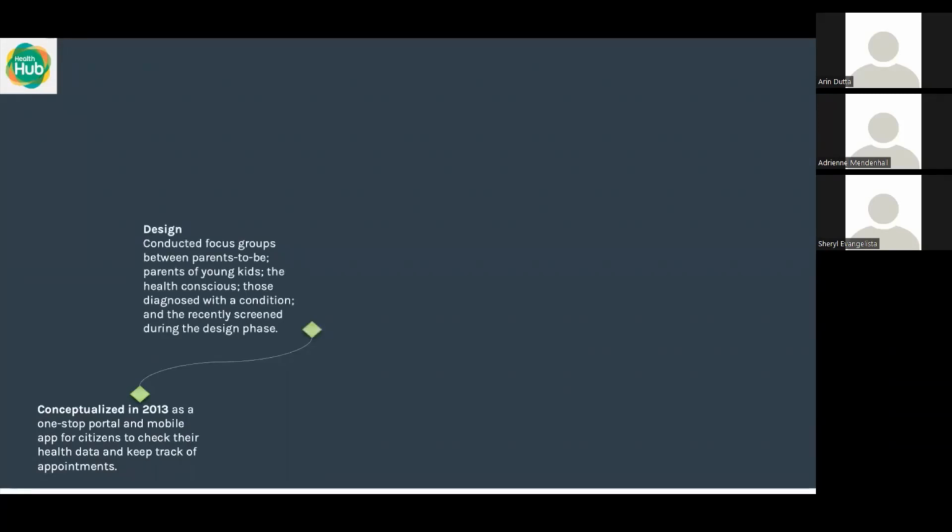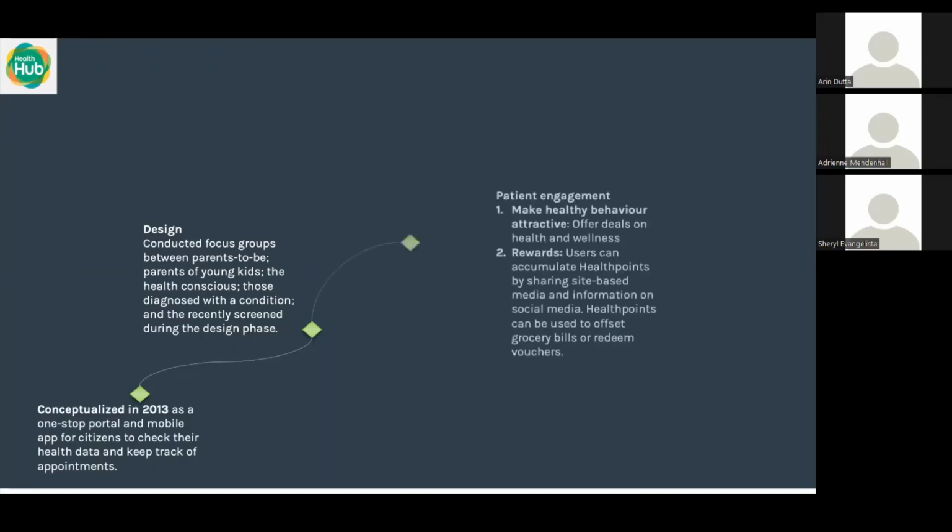And so in order to really understand what users wanted, they conducted focus groups with a variety of populations to look at how people wanted to be able to use the portal and what was most important for them. One of the goals is to be able to make healthy behavior very attractive. So through Health Hub, they offer different health and wellness programs through which people can accumulate health points.